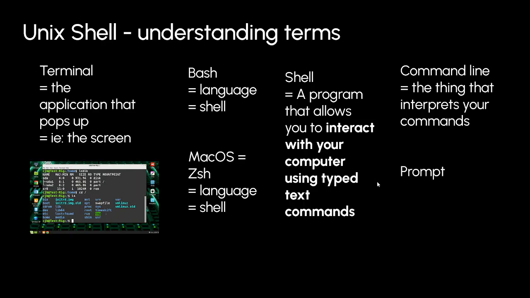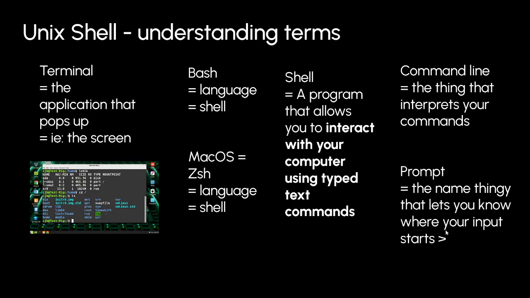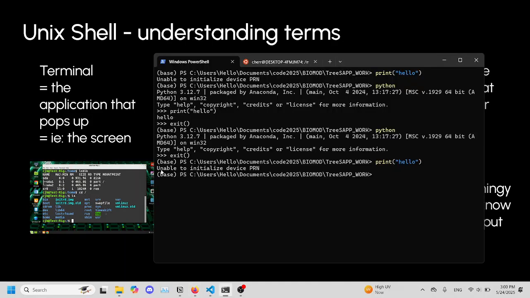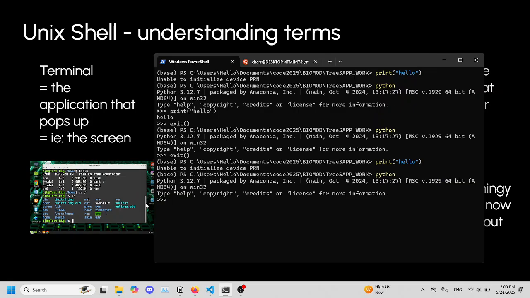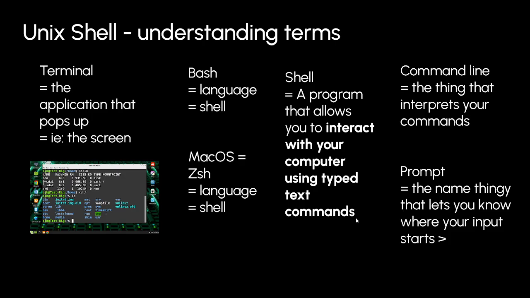Finally, you have prompt. The prompt is the thing that lets you know where your input starts. You can see right here, this is my prompt. This is telling me you are ready to start typing here, okay? And same thing for Python. If I started the Python command line, here's my prompt, just these three lines. This is telling you I'm ready to listen for the next Python command. I don't need the Python prompt anymore, so there you go.